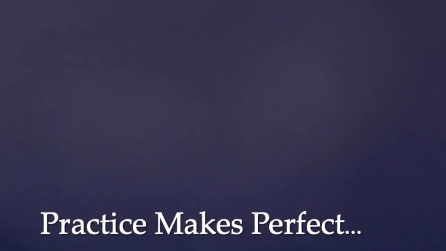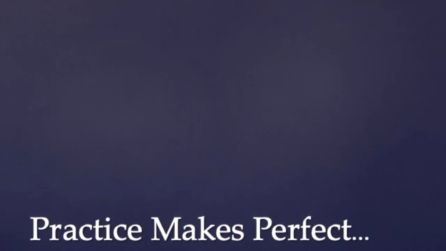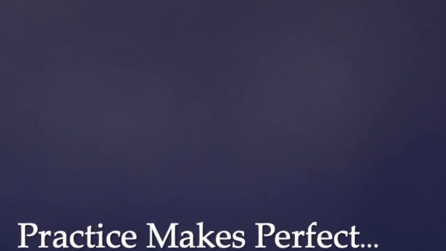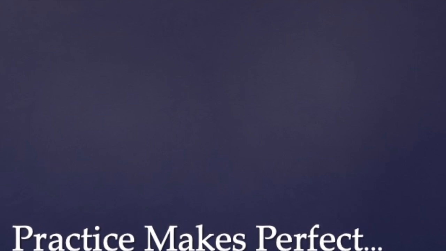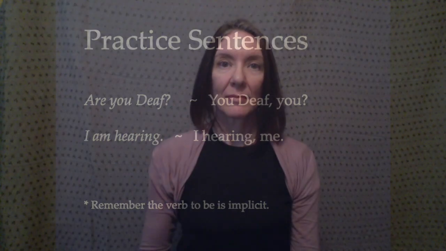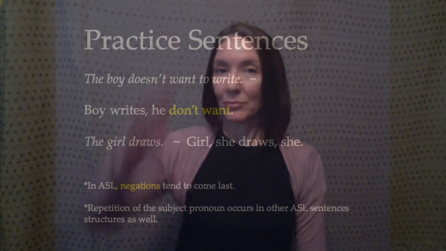Okay. Now, with everything you've learned so far, there are some sentences that you can sign. Let's practice. Each slide displays 2 English sentences and their gloss forms in ASL. Let's practice together. Are you deaf? You? I'm hearing. Me. The boy. Him. Writing. He doesn't want to. The girl, she, draws.